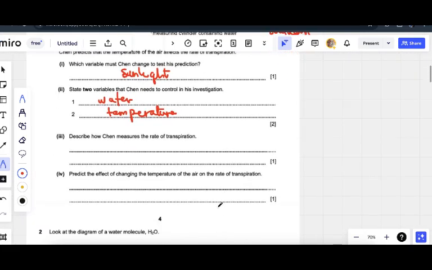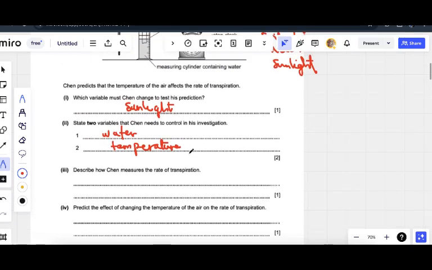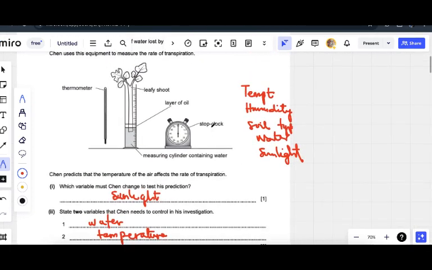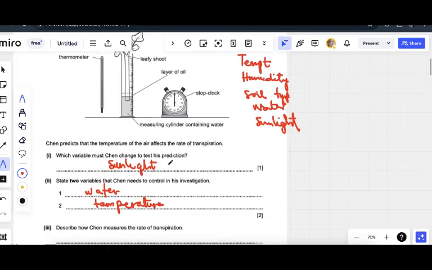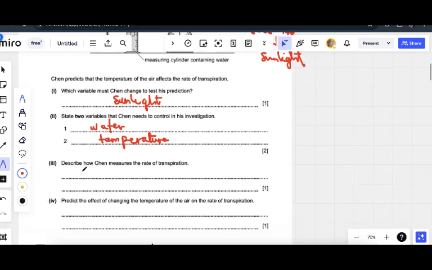Okay? Now let's go to, describe how Chen measures the rate of transpiration. It's just one mark, so your description shouldn't be too much. First, there's a stopwatch. There's a thermometer to read the temperature, right? So there's a timer to measure how long it takes. There's water. So we say he measures the temperature of the air or of the environment.